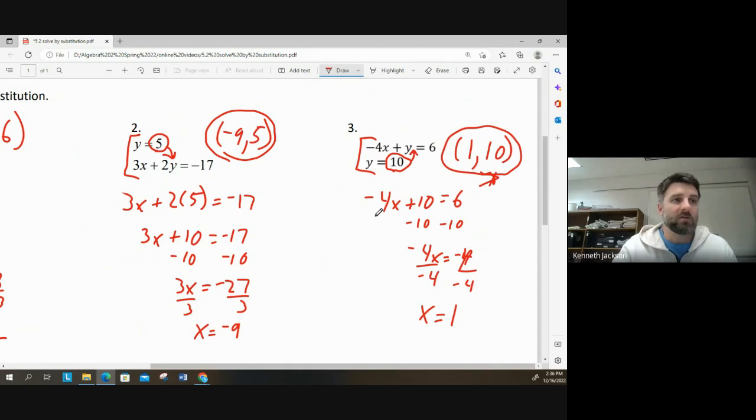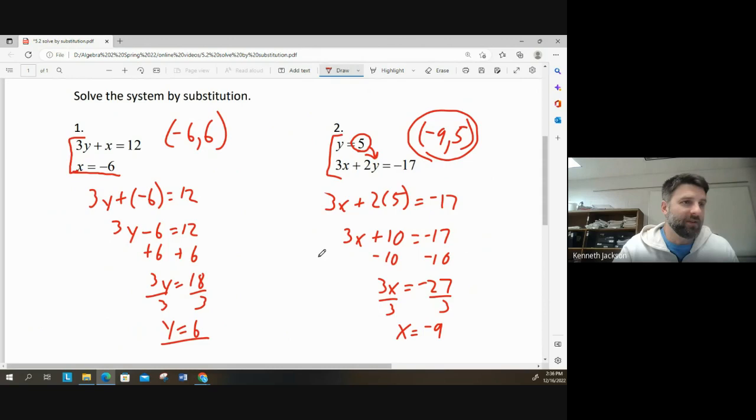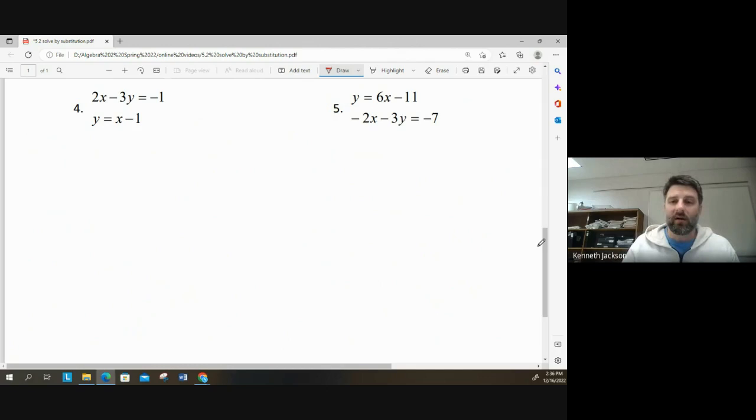Those are the basic substitutions, where the value of the variable is a number. y equals 10. y equals 5. x equals negative 6. We can do some more challenging problems where one of the variables is not already solved for, meaning I don't have y equal to a number. What I have is y equals x minus 1. But it's the same kind of substitution. I'm going to take this expression, x minus 1, and plug it in for y.